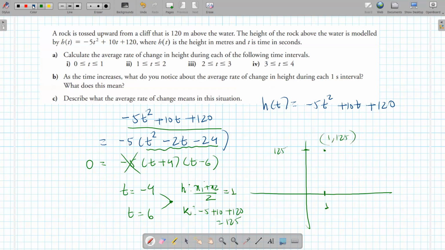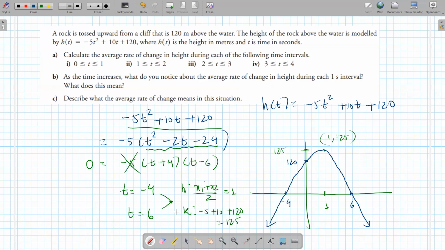Our y-intercept is 120, so a little bit below. Our two x-intercepts are -4 and +6. So therefore, our curve is going to look like this. We'll just connect all the dots. Did that make sense?